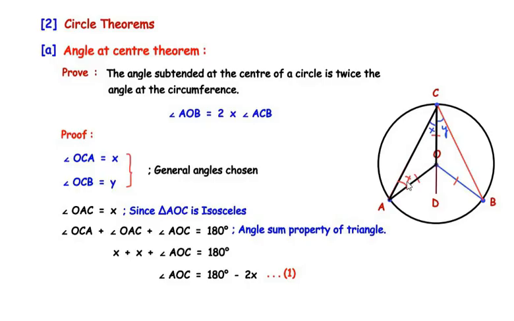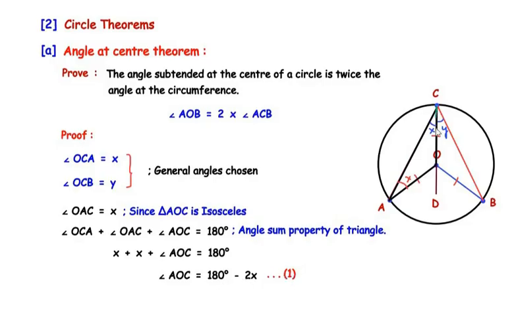Now let us find out the angle AOC by using the angle sum property of the triangle. So angle OCA plus angle OAC plus angle AOC is equal to 180 degrees. That is angle sum property of triangle. And since we have got these two angles as x, we have written x plus x plus angle AOC is equal to 180 degrees. Now x plus x we get as 2x, and taking this on the other side of the equal to sign, we get the angle AOC as 180 minus 2x. And let us consider this as equation 1.